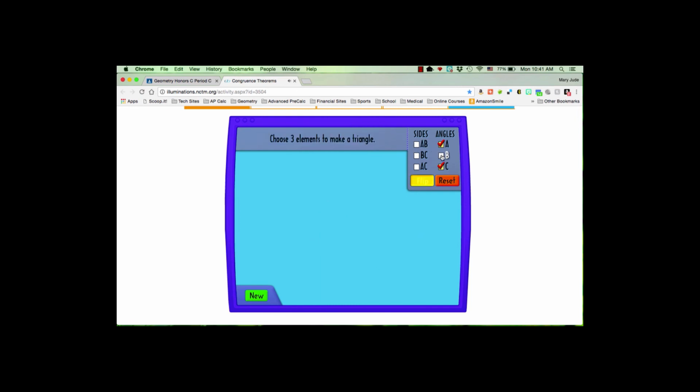The last one you're going to investigate is angle, angle, angle. For this one, we need to match up all the angles and sides. So we put the angles on the extended sides. And then we'll put the last angle where they meet here and match them up.